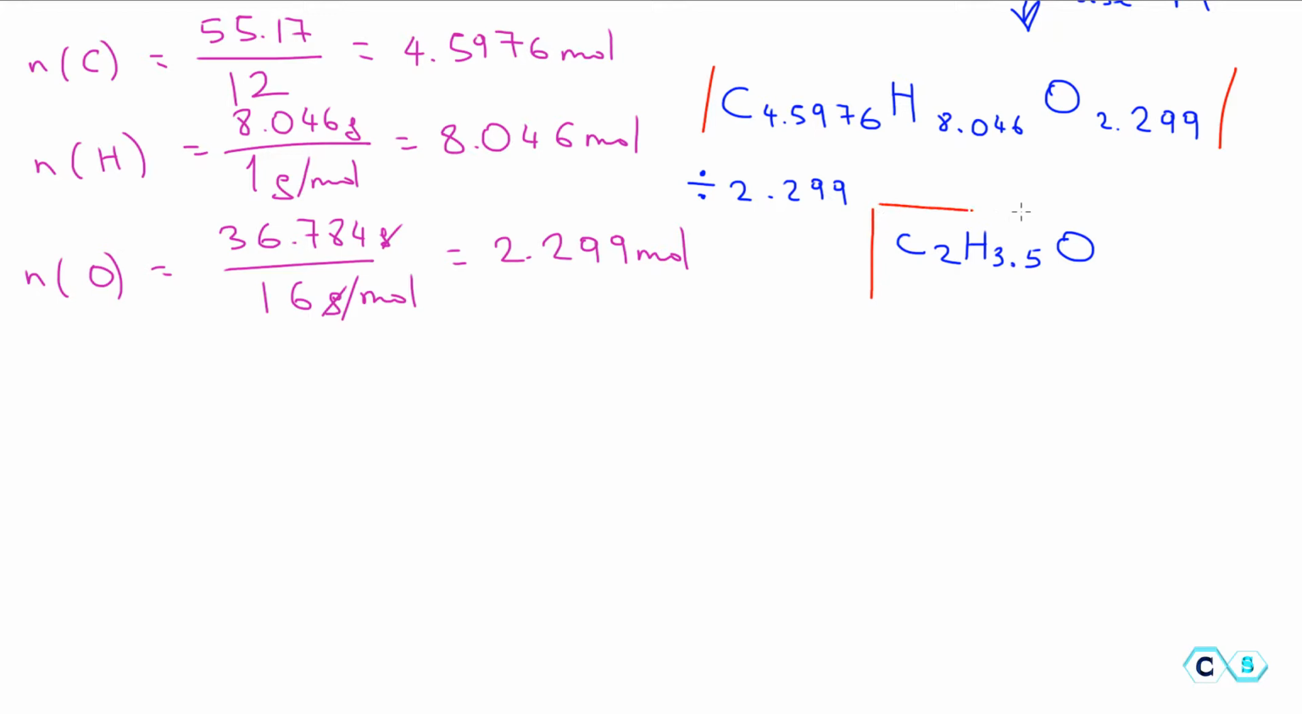Again, this is still not acceptable because we have a decimal here, and we need to simplify further. How can we simplify this? The problem here is the 3.5. So in order to simplify it, multiply everything by 2. C4H7O2. And this is the empirical formula because everything here is given in the smallest possible whole numbers. Okay, so let's mark this. This is our empirical formula.